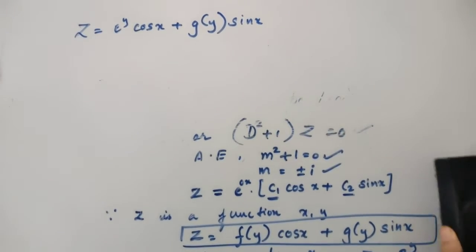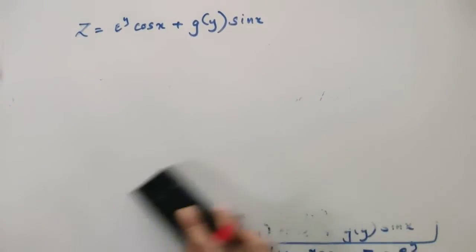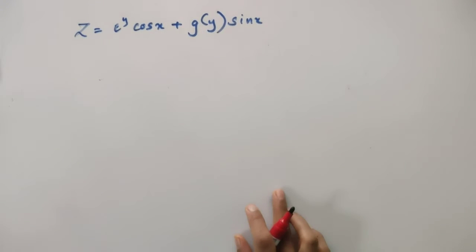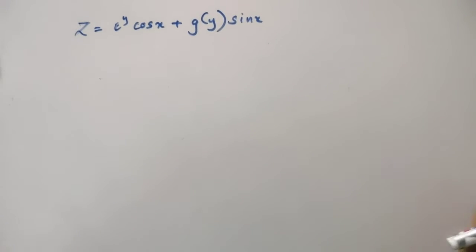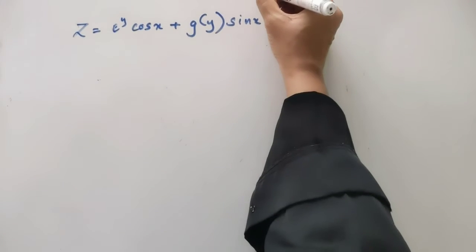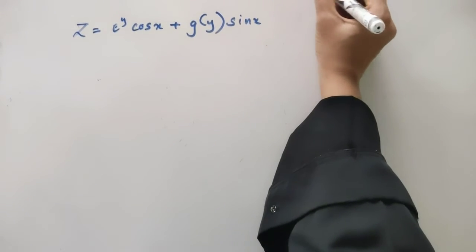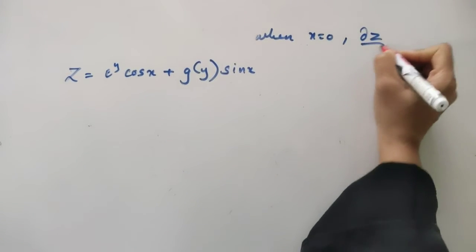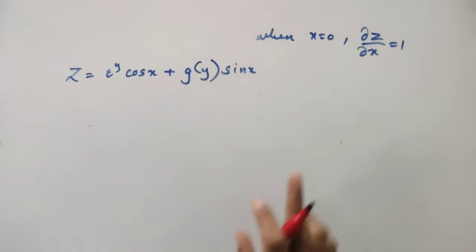Next, we are being given one more point there, dou z by dou x. What is dou z by dou x? When x is equal to 0, dou z by dou x is equal to 1. It's given to you. When x is equal to 0, dou z by dou x is equal to 1. This is also given in the question.